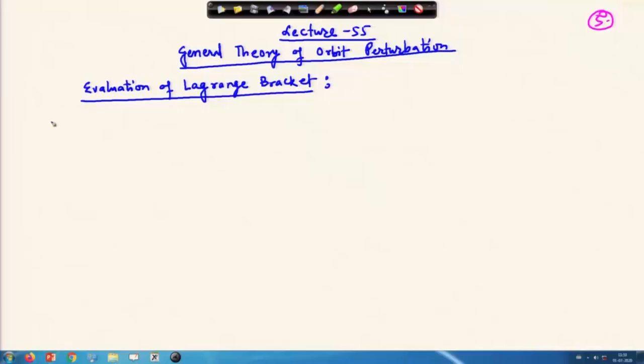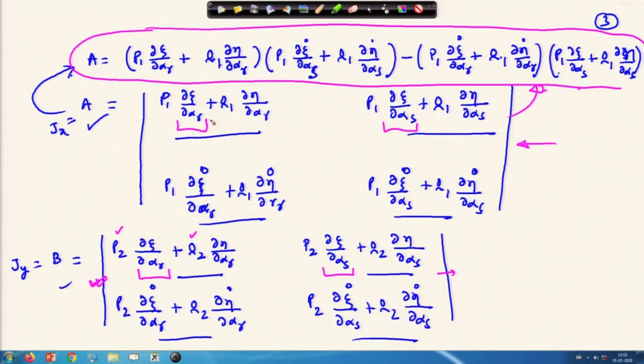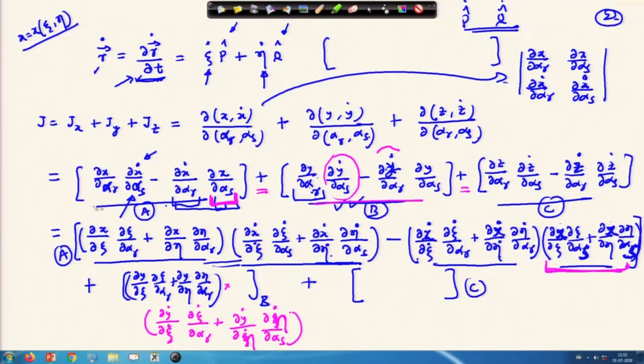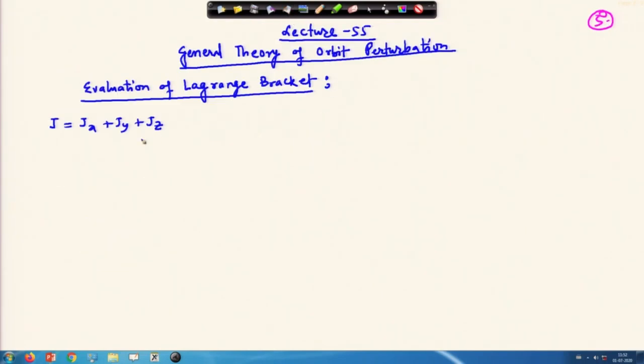Okay, welcome to lecture 55. So, we have been trying to evaluate the Lagrange bracket, and in that context we are working with certain mathematics. If you remember, in the last class we wrote J equal to Jx plus Jy plus Jz, and thereafter we expanded them like this. So, we need to evaluate each Jx, Jy and Jz and add them. So, we need to expand them and add them.